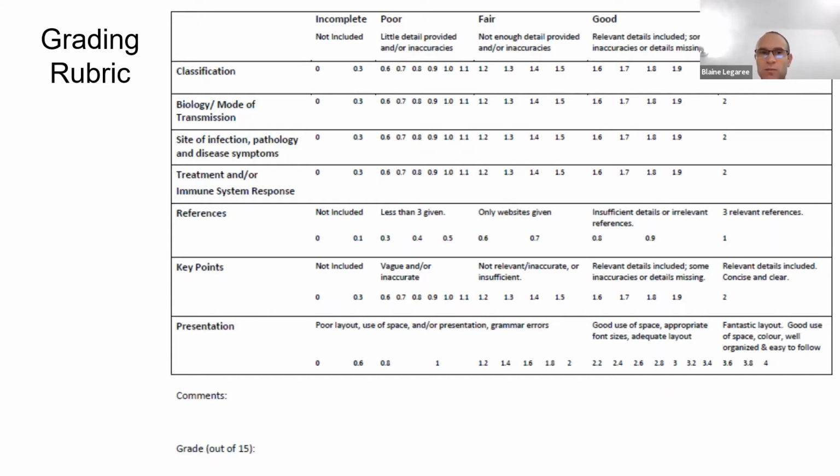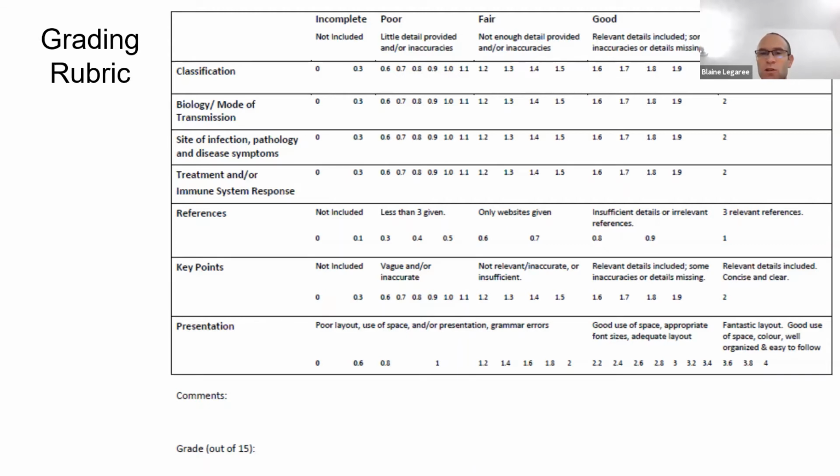For example, the section that says treatment or immune system response, it does say in the notes if there are preventative measures, right? And a lot of people forget to mention, for example, that for some diseases there is a vaccine. That is kind of important. It's not a treatment, but it is a preventative measure. So do make sure that you look at the details on the instruction sheet. That's very, very important.